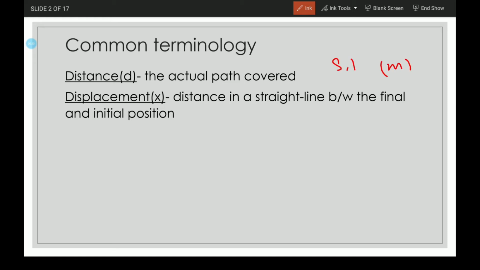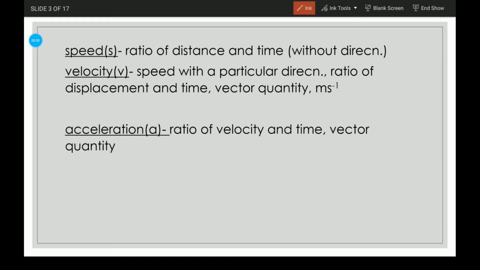Let me show you an example. This is point A and this is point B. The semicircular path that I traveled is nothing but the distance, or d, and the straight line between A and B is the displacement, or x. The next is speed, or small s. It is the rate of change of distance with time. s is equal to delta d upon delta t, that is the change in the distance upon change in time. Its SI unit is meter per second.